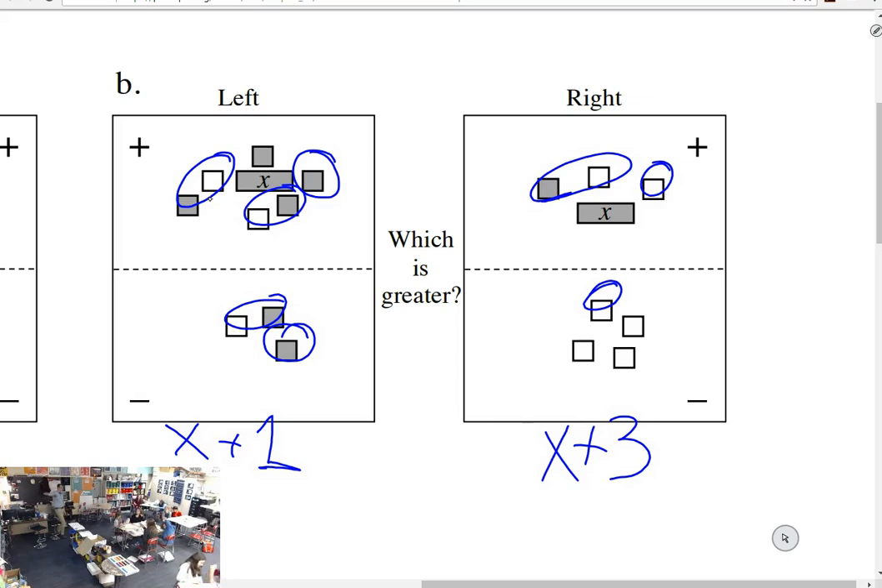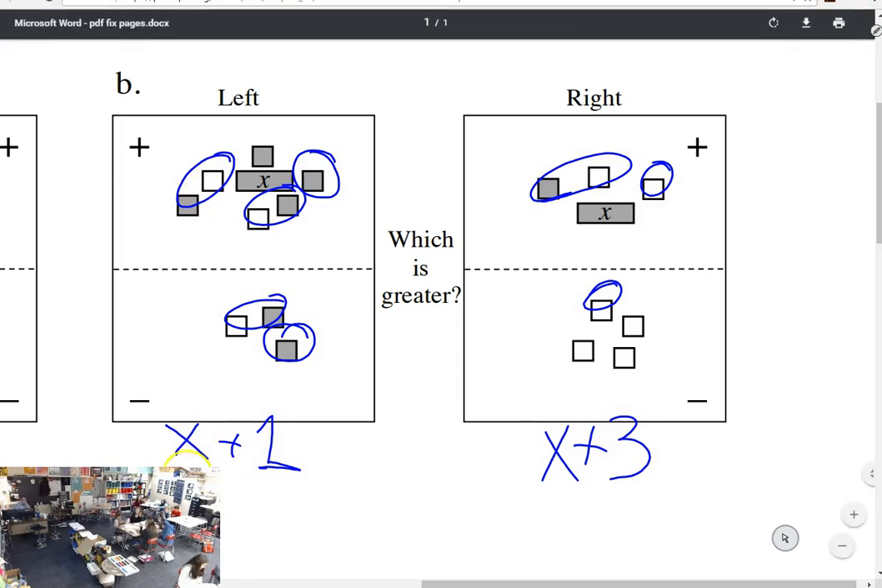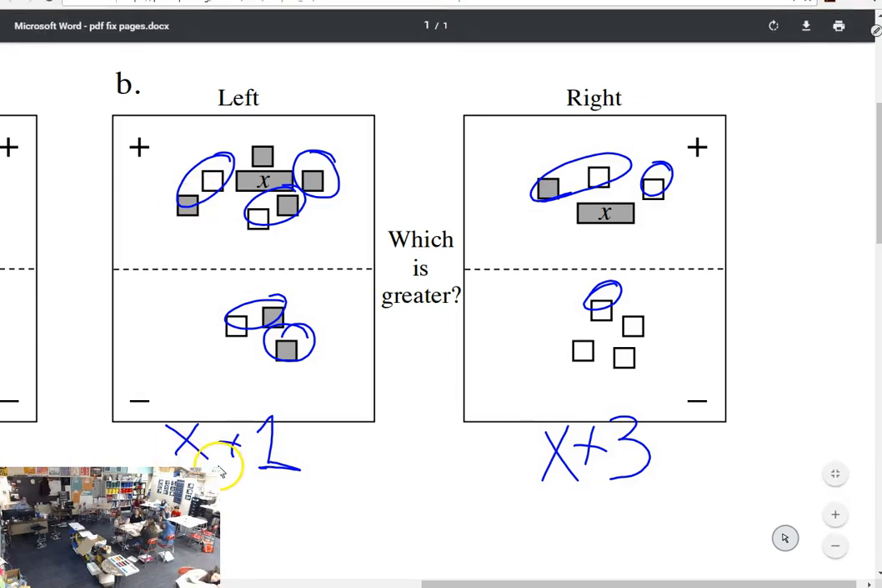Any questions with these? We're good? Yeah? You're good? Yeah. So, -7 plus 1, -6, right? -7 plus 3, -4. Still, it's higher up. So I love the question.